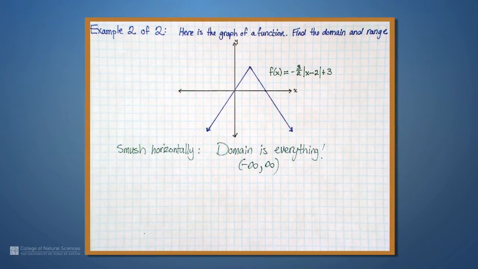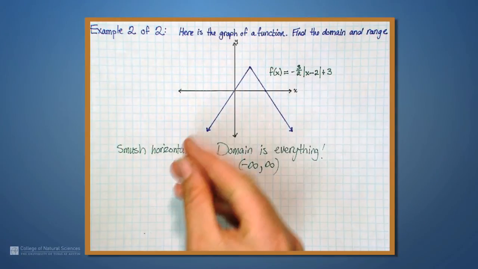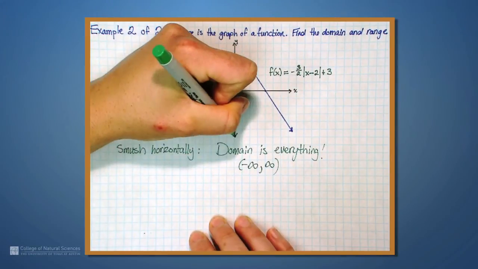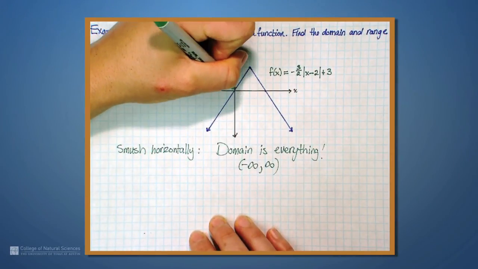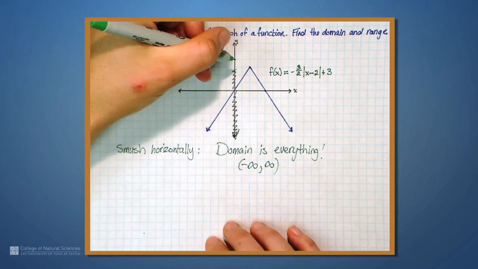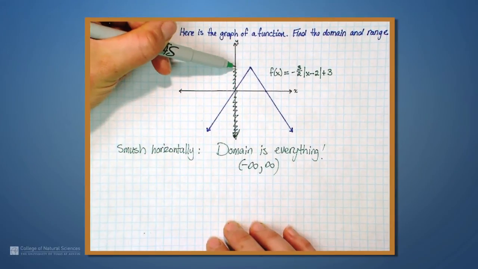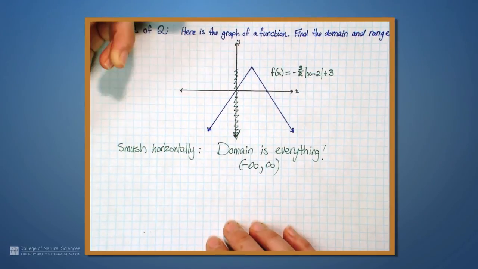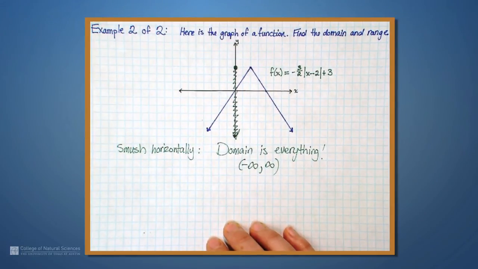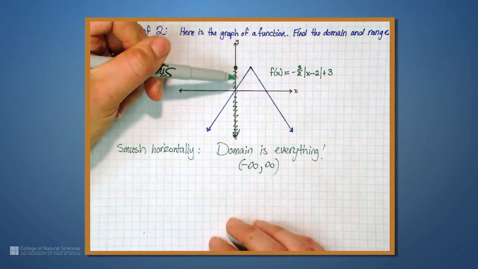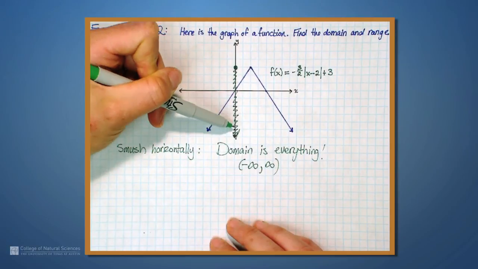Fantastic. Now we got to talk about range. I'm going to smash it this way. And if I smash that V shape onto the y-axis, all of this is covered up, all the way down, right? Because that V shape went forever. Does 3 count? Oh my goodness, yes it does. This is the point (2, 3), and so this is definitely in the range. 3 counts as an output. And so now, looking at the picture, I can see that 3 and everything below 3 comes out.